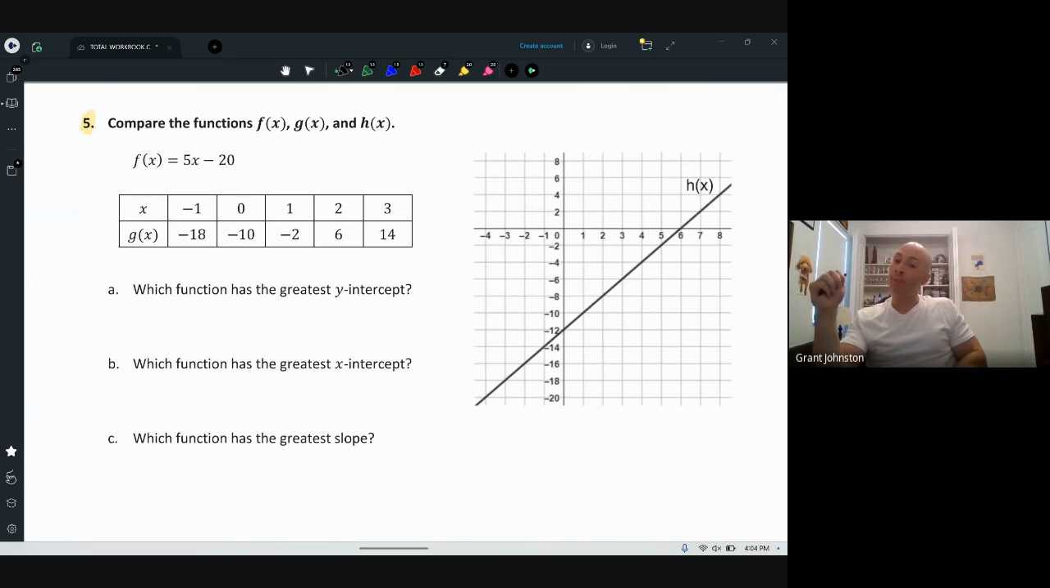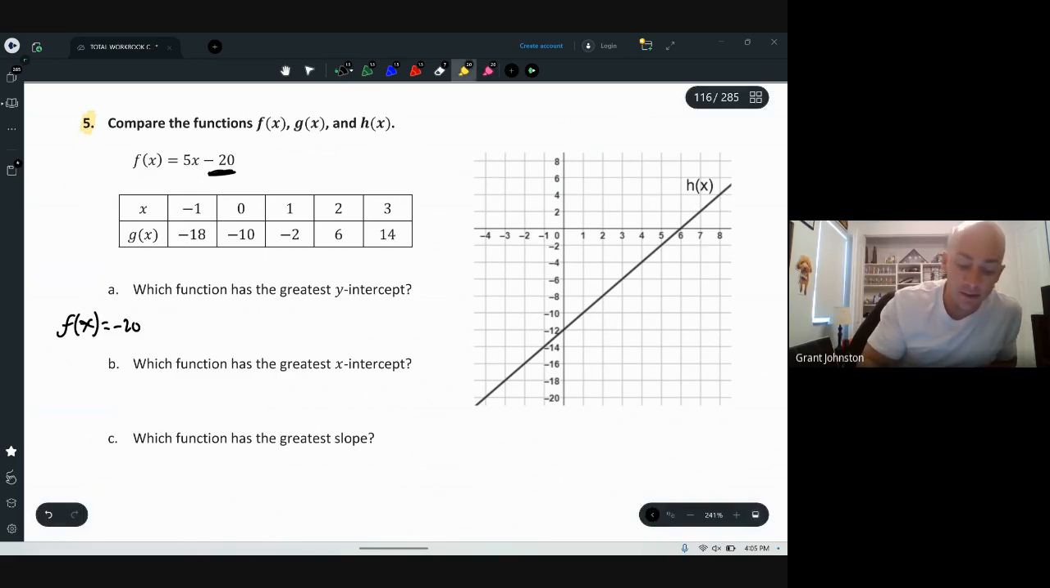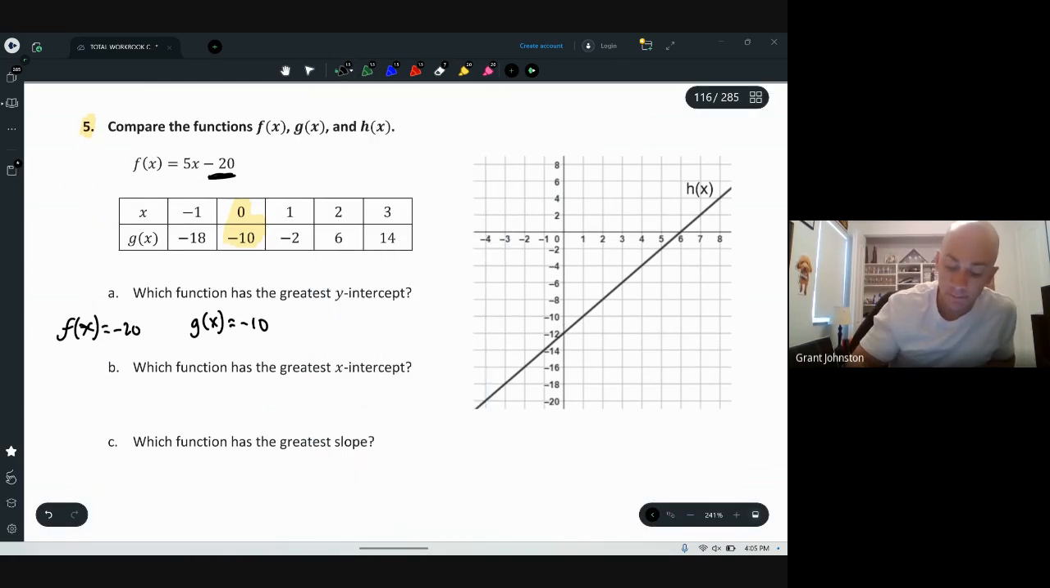Number 5, kind of tough because now we got 3 functions. We got an equation, a table, and a graph. It says which has the greatest y-intercept. So let's list them all out. Let's do f of x. Okay, so f of x, the y-intercept in slope-intercept form is -20. On g of x, that's -10. Remember, the y-intercept is when x equals 0. And then h of x would be -12.